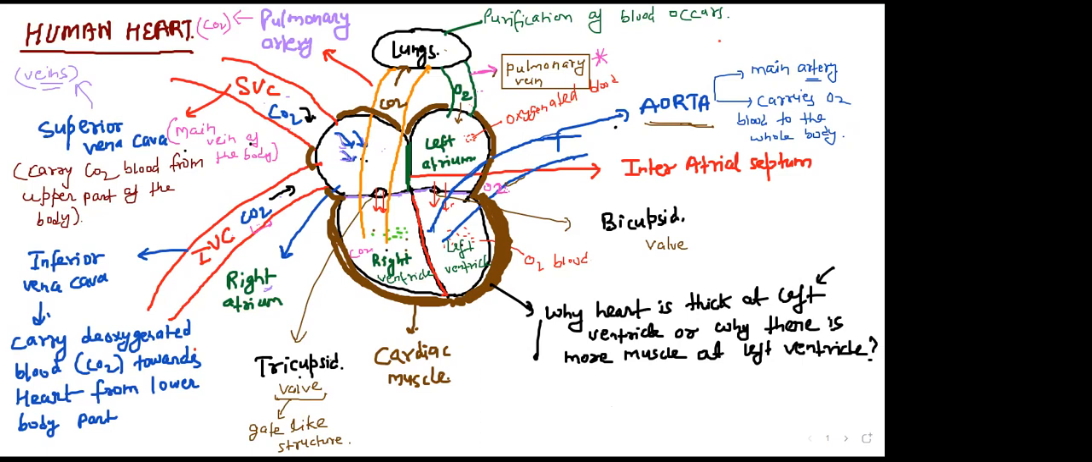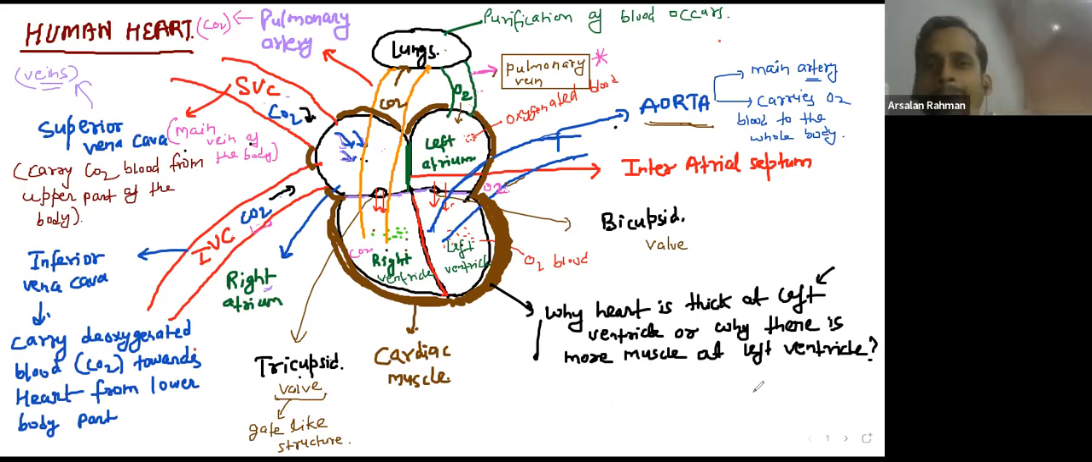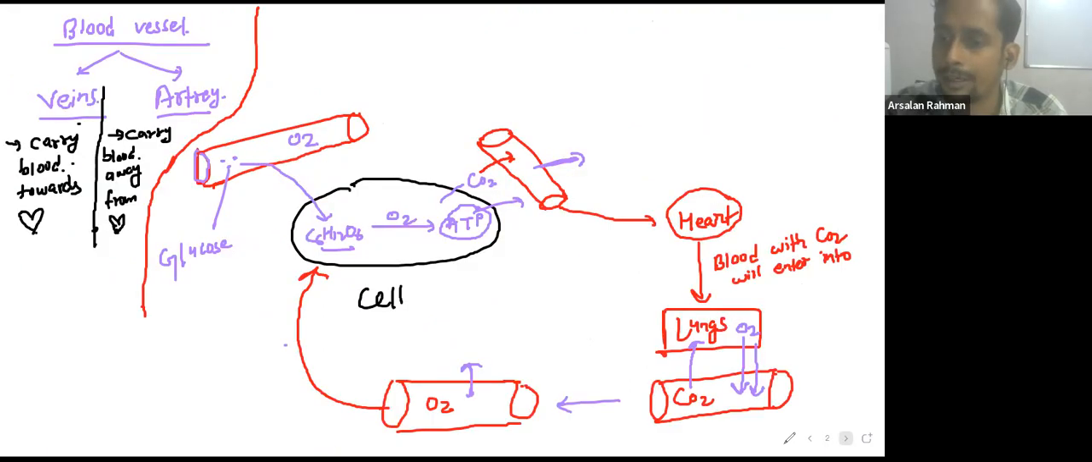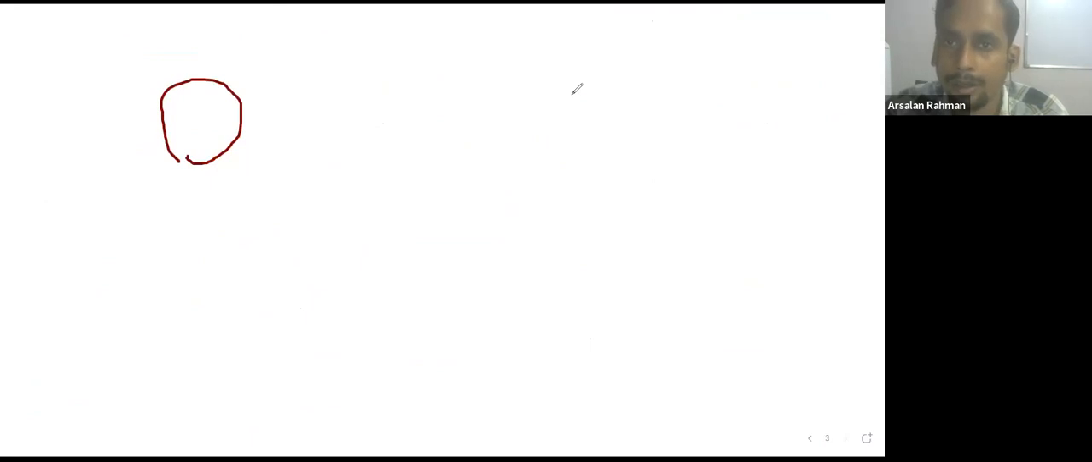Okay. How many of you can tell me the difference between artery and vein? By looking at this slide, by looking at this diagram, can you tell me the difference between artery and vein? Okay. Vein carries blood to the heart. Okay. Artery carries blood from the heart to the rest of the body. Okay, let me write it down for you. Now we will try to differentiate between artery and vein.